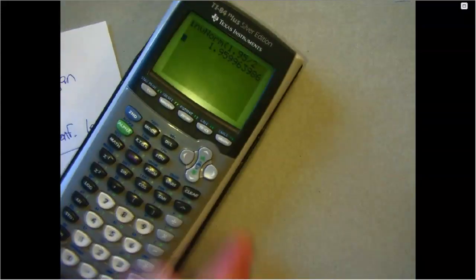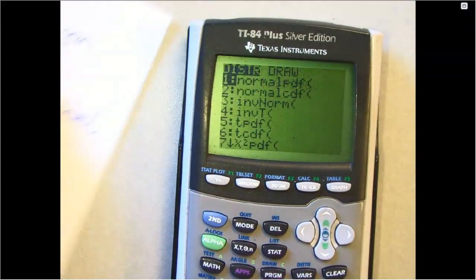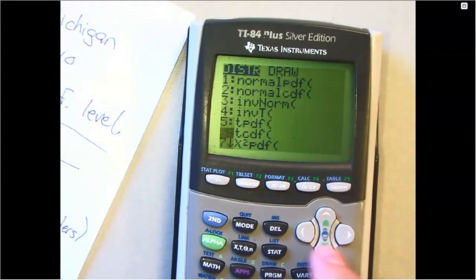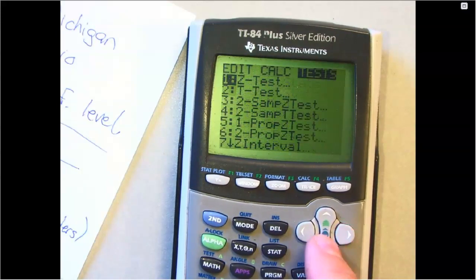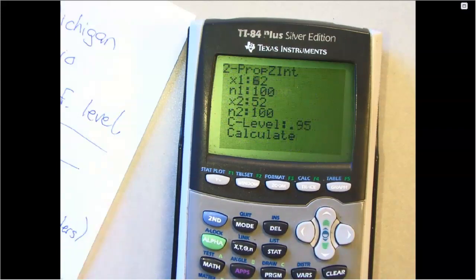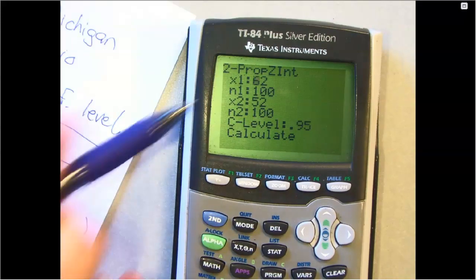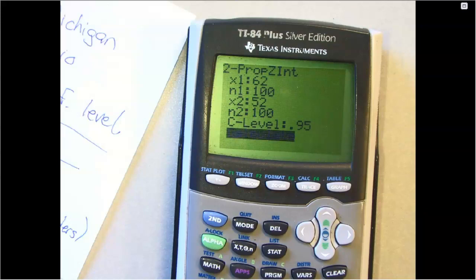Okay. So, 2 prop Z interval. It's a distribution, so second distribution. Scroll down to 2 prop Z interval. And then I'm just putting them inside of this earlier. You're putting in the fractions basically. You cannot put decimals here. It won't accept it. It's the number of successes, how many were there? If you give a decimal, it's going to be like, what are you talking about?